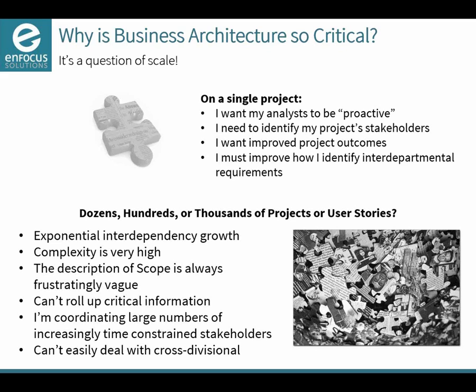Because scope ultimately is what it is we're trying to accomplish, plus all of the underlying underpinnings of the organization. So no matter what you have as your scope description, even if it's perfect from where you sit in the project and you understand every aspect of it, it's always going to be frustratingly vague to your reader because you can't roll it up. But you can roll up the impacts to business architecture and therefore understand the scope a lot better. And that matters when you're coordinating a large number of stakeholders, with all these interdependencies, and trying to deal with cross-divisional interdependency.